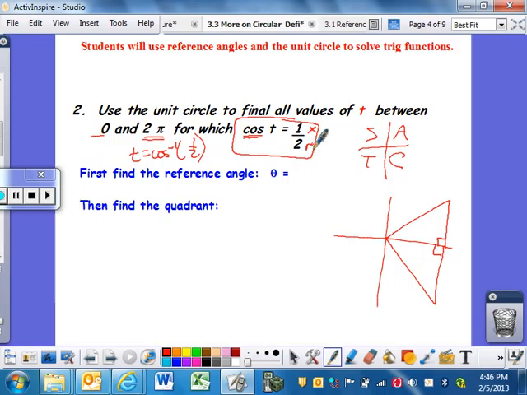I have a triangle in the first quadrant. My x value says it's 1. My radius says it's 2. Okay? Do you recognize a special triangle there? 1, 2, square root of 3. Which leads me to believe that my reference angle has to be a 60-degree angle.